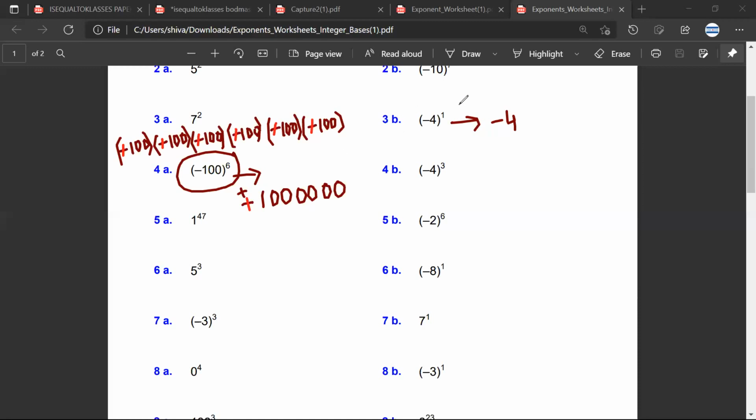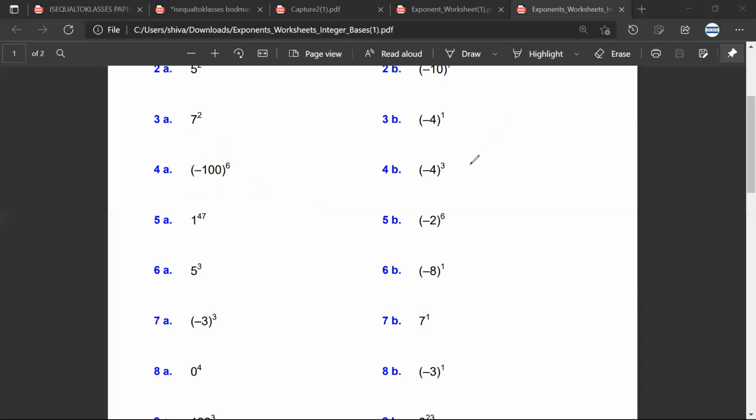See, the simple thing that you need to understand is that if an even number of negatives are being multiplied, the answer is positive. But if an odd number of negatives are being multiplied, the answer is negative. Any doubt? No, sir.